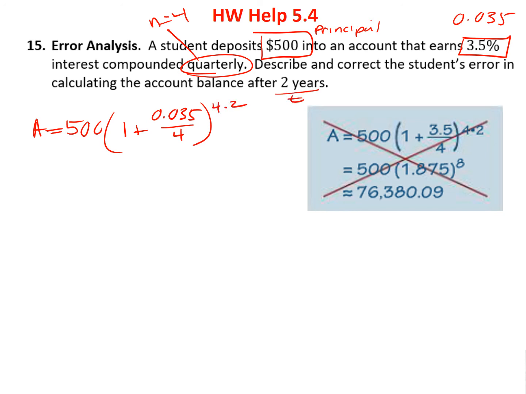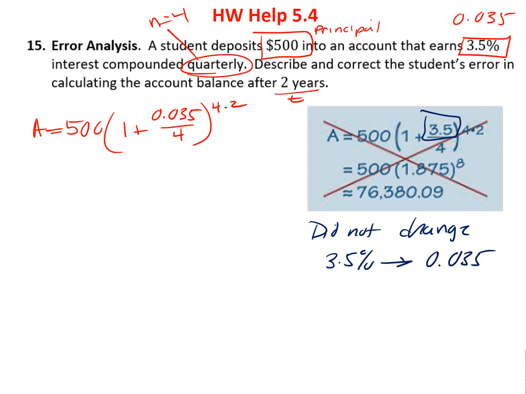All right. Now, if you notice here, we've already found the error. The error is right here. Notice that what they did not do is change 3.5% to its decimal form, 0.035. And that's going to be their error. This 3.5 here would be like increasing it 350%.